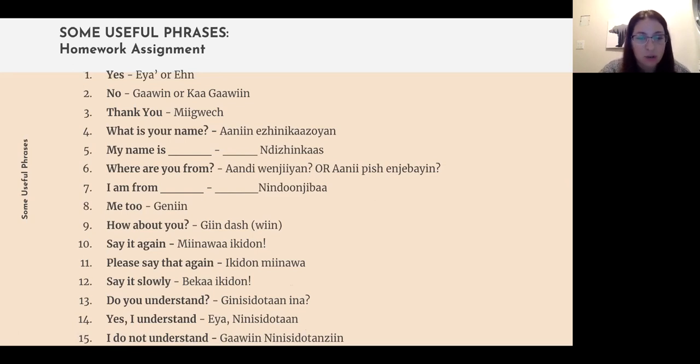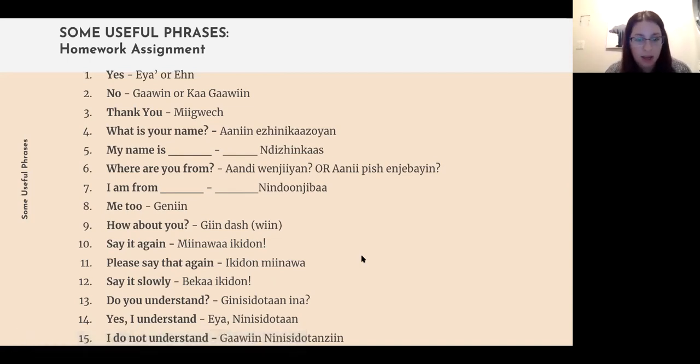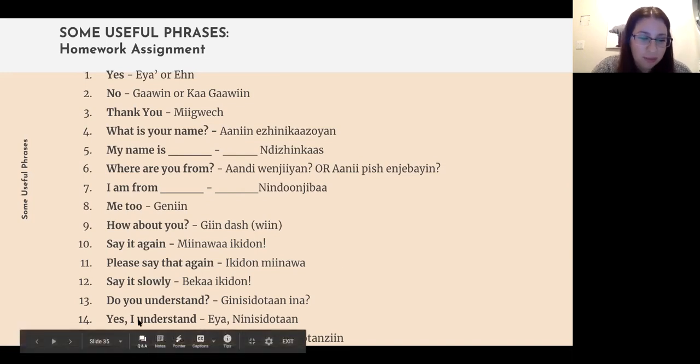If you want someone to slow down, say it slowly so you can understand: Beka ikadon. So say it is the same word in all these three, so that'll help you remember. And this has an exclamation mark as well. You would say it because they're going too fast, right? So you want to say, Beka, ikedon.